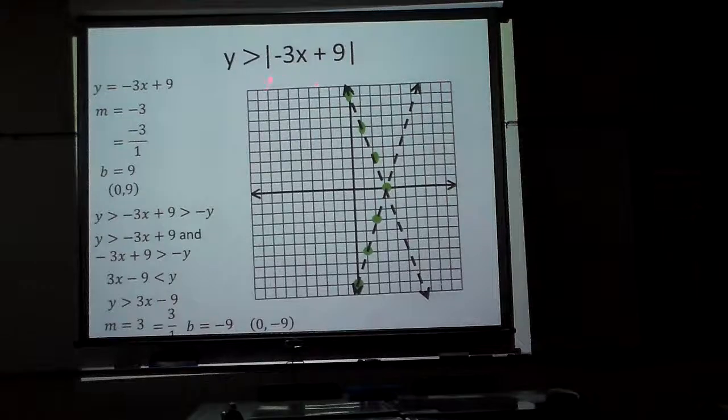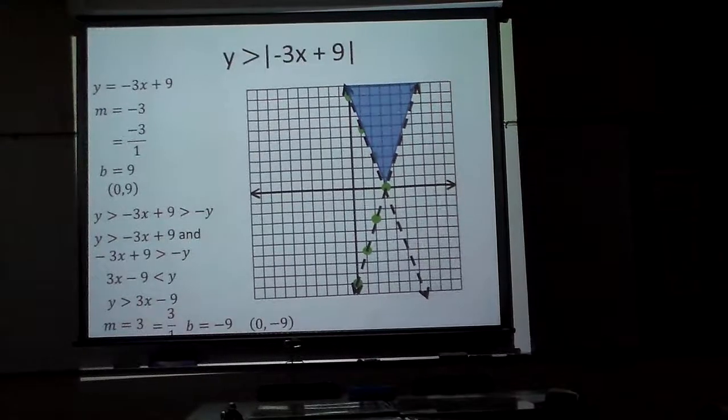Now, I think it's easier just to graph this line down to the y and then reflect it. It's going down 3 over 1, so now it's just going to go what? Up 3 over 1. And here's my question to you. Is the y greater than or less than? So if I'm standing right here on the y-intercept, where is y greater? Up here. So I shade right there.